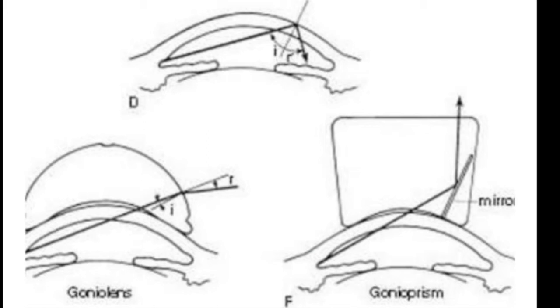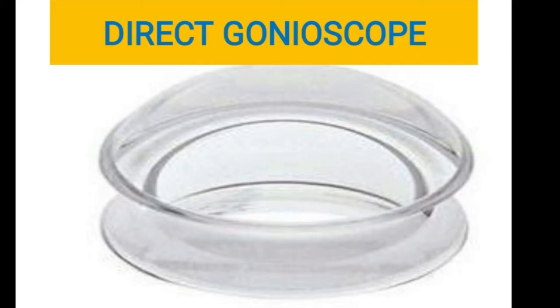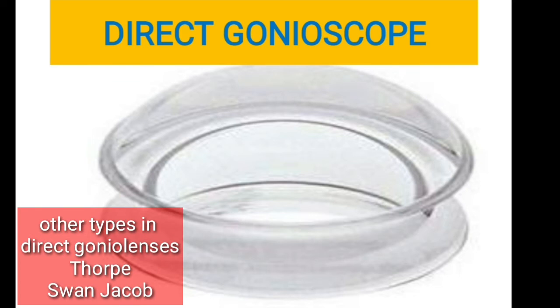So what I will be explaining later is only for the postgraduates. So this is the direct gonioscope. This is called the Koeppe goniolens. Okay. And for this procedure, we need a gonioscope, a handheld biomicroscope and a light source.